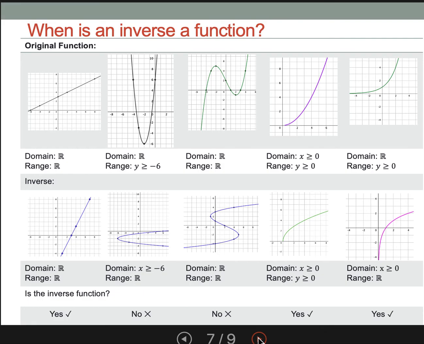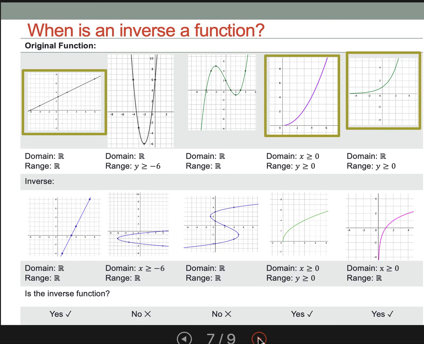Okay, let's focus on the functions that did have inverses that were also functions. So it was these three. The line had an inverse that was a function, the half parabola did, and this exponential function. So what do all of these functions have in common? What makes these functions have inverses that are functions, and what makes the other ones not?